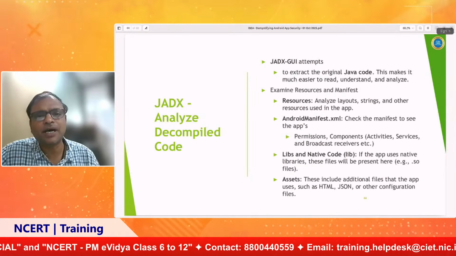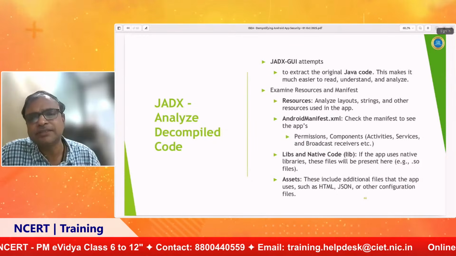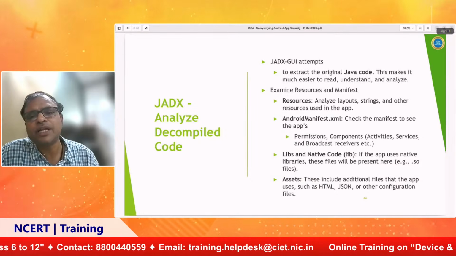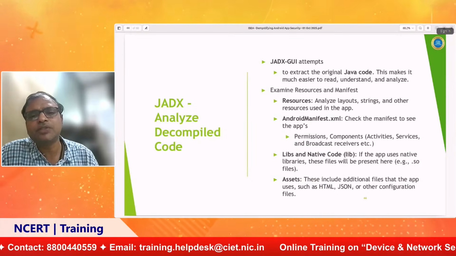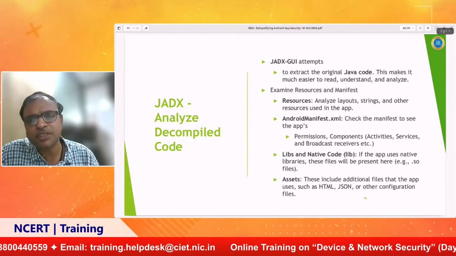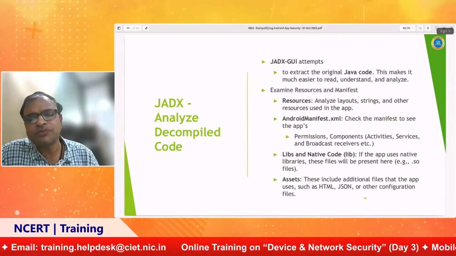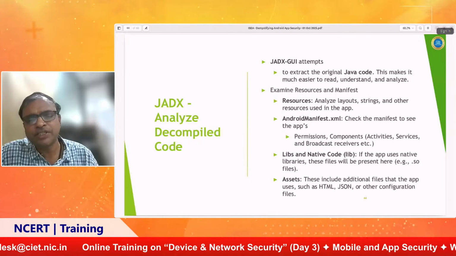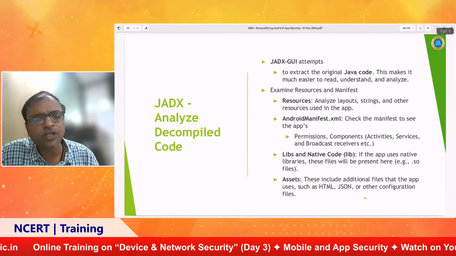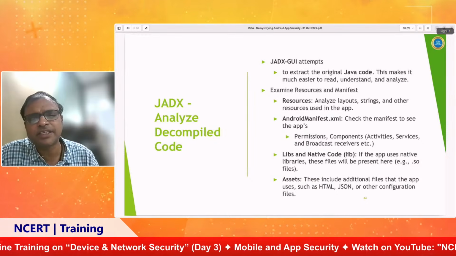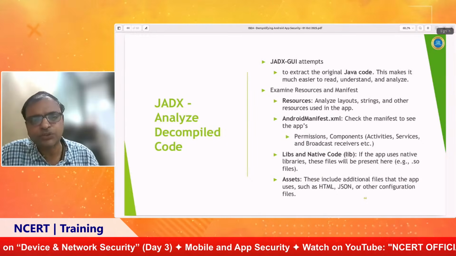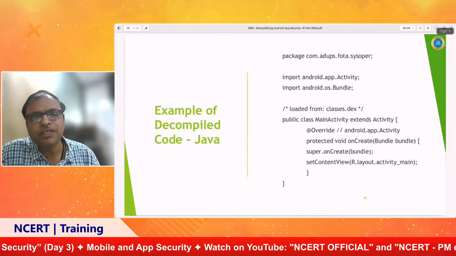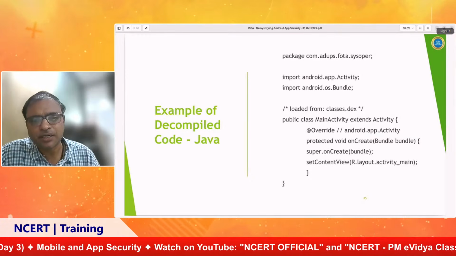So JADX extracts the original Java code from the source code. This makes it much easier to read, understand and analyze. It also examines the resources folder, the Android manifest file, which contains permissions, components, and activities, libraries or native code, and the assets folder. All this information one can find after reverse engineering the APK using the JADX tool. This is a sample Java file which can be viewed as part of JADX.